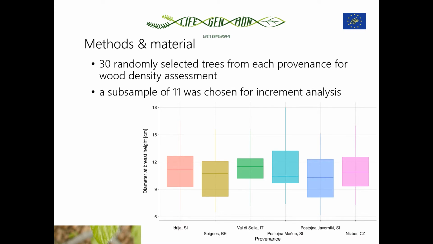Trees were selected at random in each provenance and used for wood density assessment, while a subsample of 11 trees were selected for increment analysis. The diameters are displayed in the picture on this slide, and you can see that although there are some differences in diameters between the different provenances, they are not significantly different anyway.